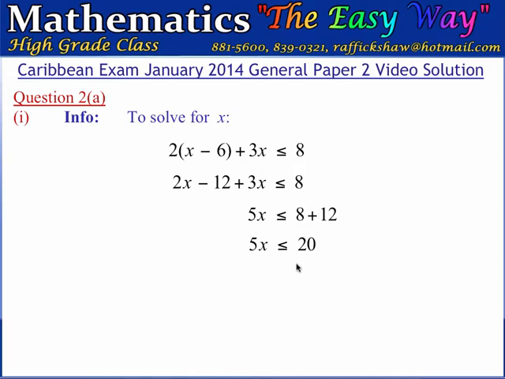Then to make x the subject, we need to divide both sides by 5. And because we are dividing by a positive 5, there is no need to reverse the inequality sign, and so we can proceed to say that x will be less than or equal to 20 divided by 5. And the 20 divided by 5 is 4, and so the result is that x is less than or equal to 4. That's the answer for this inequality. x is less than or equal to 4.